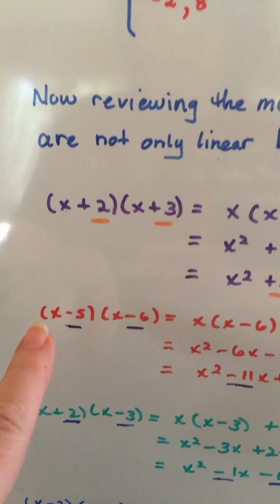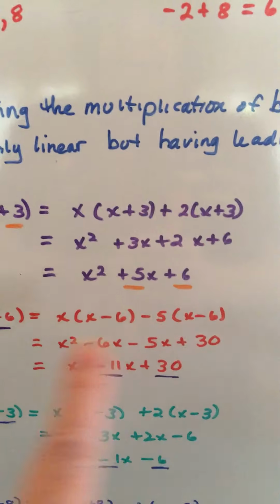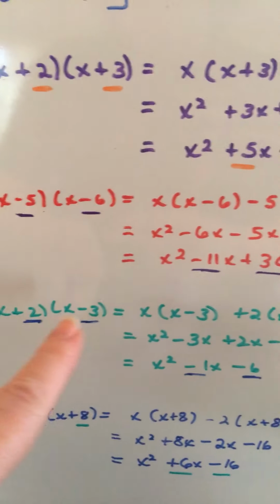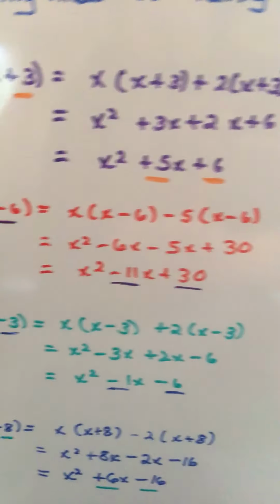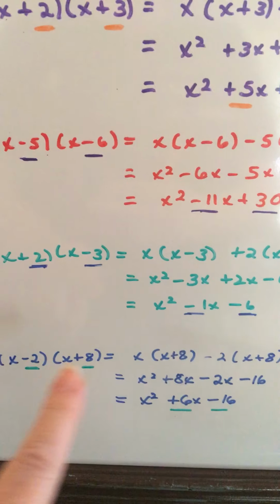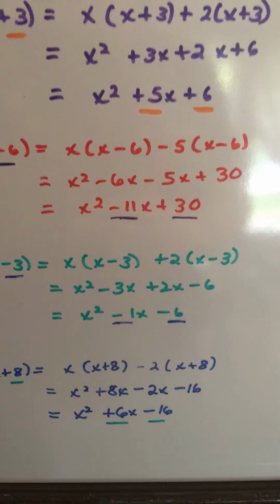I do the work. I have to do x times the x minus 6, negative 5 times the x minus 6. Yes, do the work. I do x times x minus 3, 2 times x minus 3, do the work. I'm using my distributive law. I do x times the x plus 8, negative 2 times the x plus 8, yes, using my distributive law.